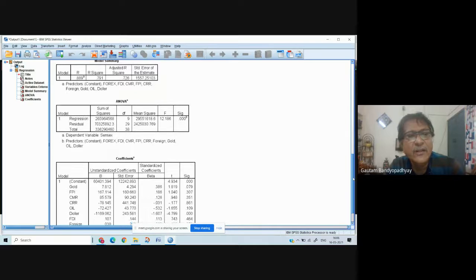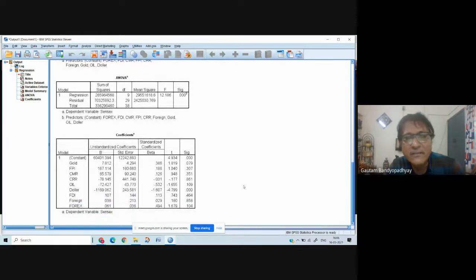Try to understand here: the maximum p-values are more than 0.05. So that means there is no significant effect of independent variables on the dependent variable. No effect, because gold has no effect, FPI too. So automatically we understand the regression has failed. Only for some variables, say dollar, it is satisfied. Only for dollar it is satisfied, and to some extent we can take gold, to some extent, because 7%.